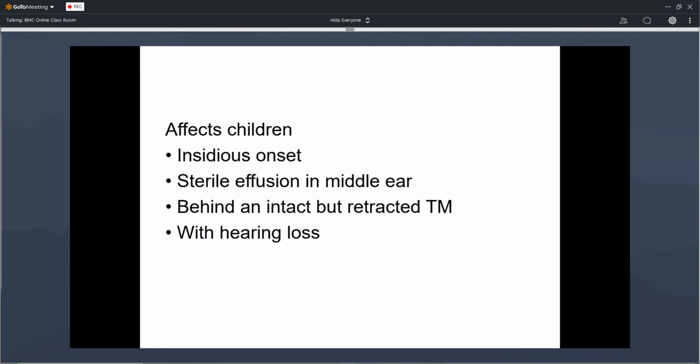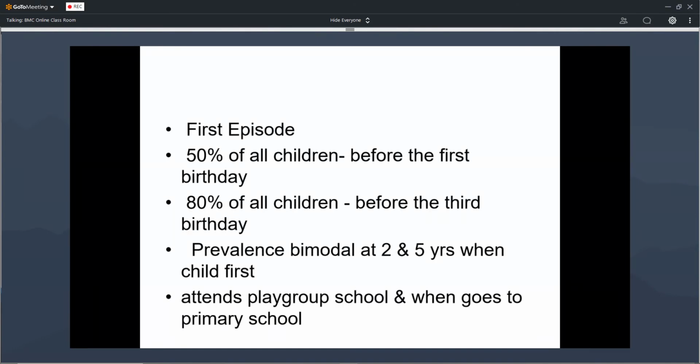Most of the time it is insidious in onset, with accumulation of sterile fluid behind an intact tympanic membrane, and with hearing loss. The patient will complain of hearing loss because of the fluid in the middle ear cavity. Most of the time, the first episode of non-suppurative otitis media is seen at the age of 2 years.